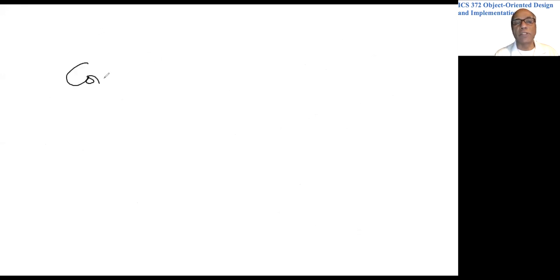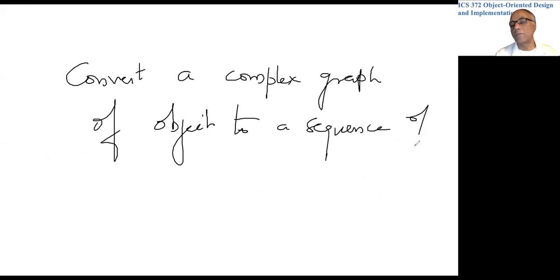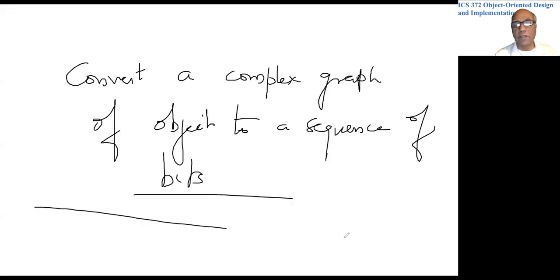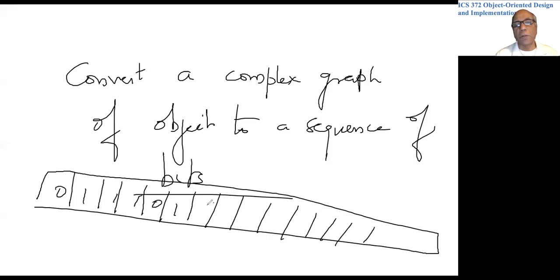So we need to convert a complex graph of objects to a sequence of bits. So that ultimately what it would look like is nothing but a sequence of bits. It is as if all these objects together form a sequence of bits like that.